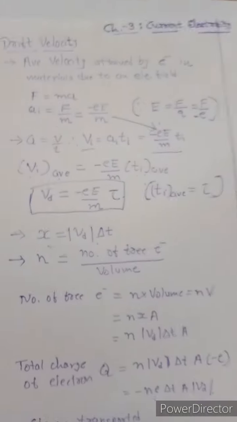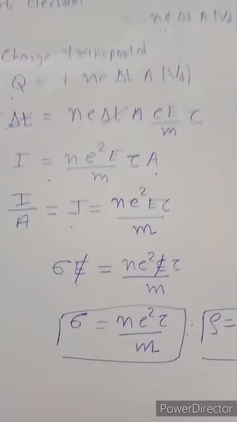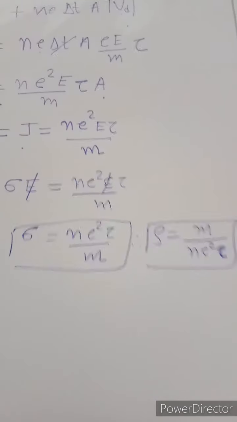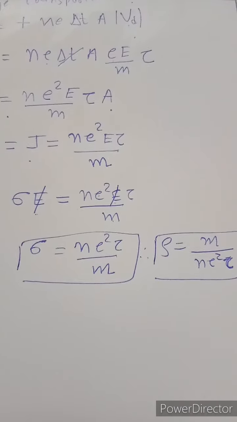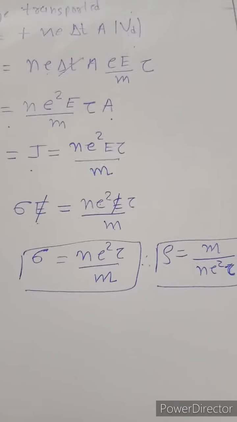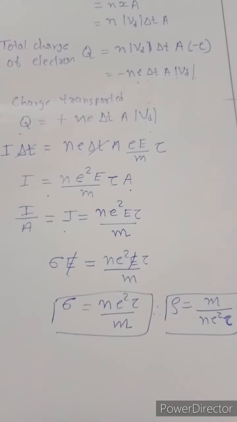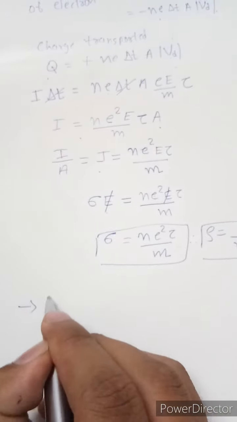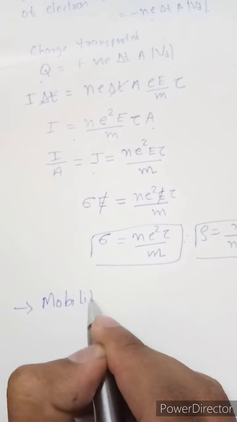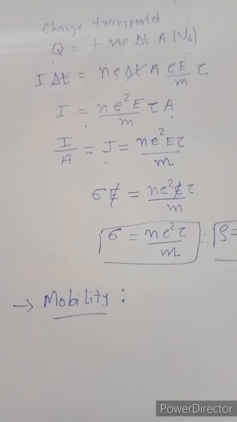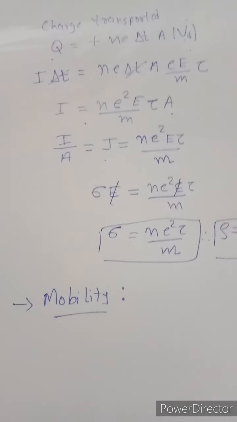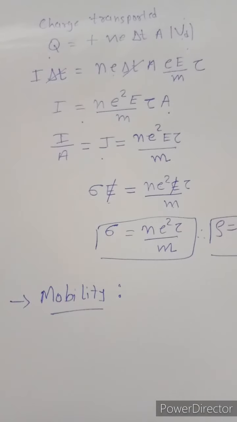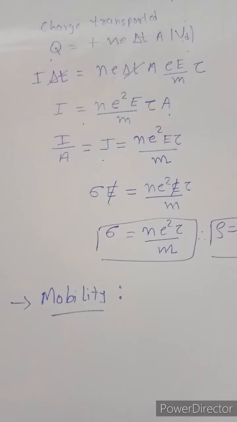So by using the formula of drift velocity, you can find the formula of resistivity and conductivity. By using drift velocity, you can derive another quantity, and this quantity is nothing but the mobility. Explain mobility. This question came in the Gujarat board exam in March 2020 as a 2 marks question. You have to explain mobility.